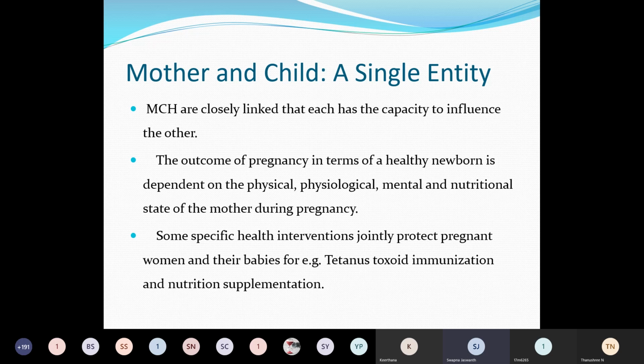Some specific health interventions jointly protect both the women and their babies. An example is tetanus toxoid immunization. If a mother is immunized against tetanus, neonatal tetanus is prevented in the newborn child also. If the nutritional status of the mother is improved, the baby born also will not be of low birth weight, and so on and so forth. So mother and child are considered as a single entity.